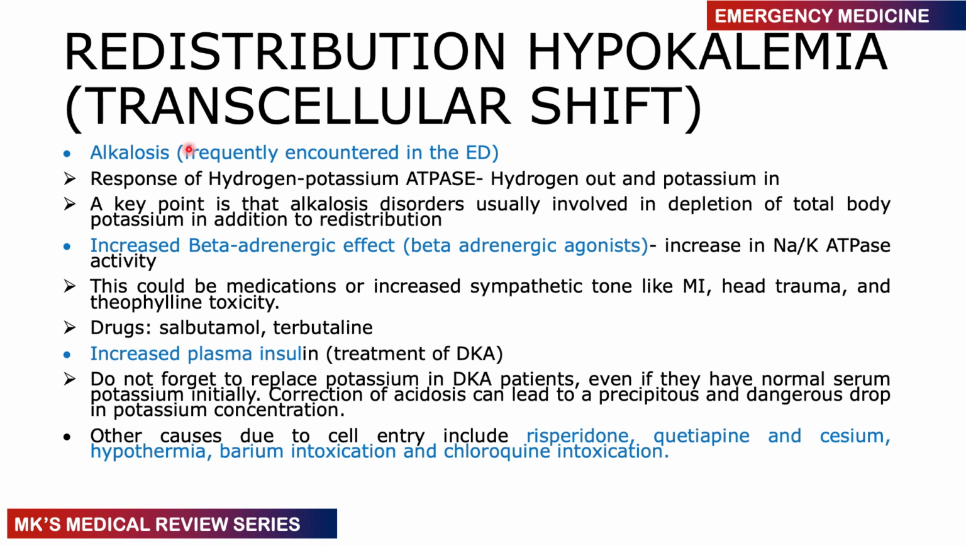There's very few hydrogen ions in the bloodstream that are going to be taken out of the cells in exchange for potassium that goes in. So remember that alkalosis, most of the times, even the disorders that are causing this are going to be associated with potassium redistribution in addition to them having a depletion in the total body potassium.